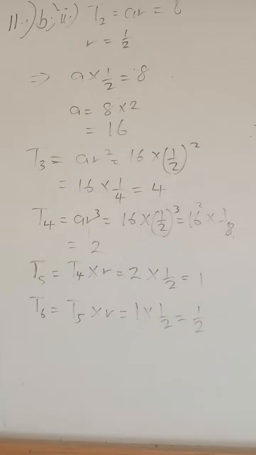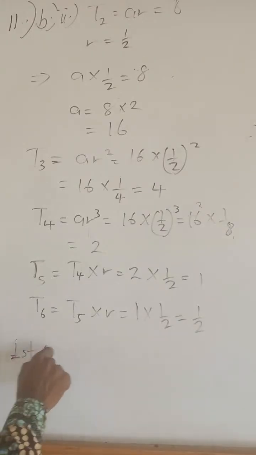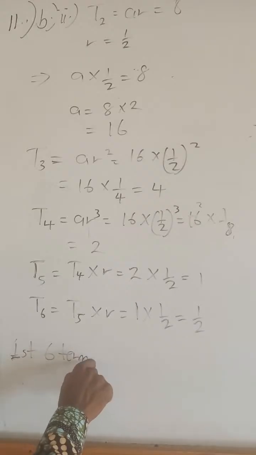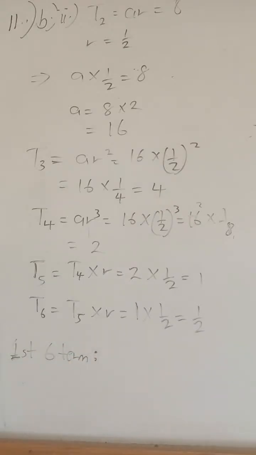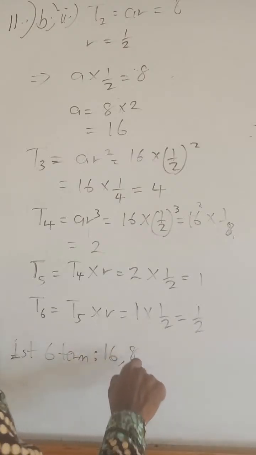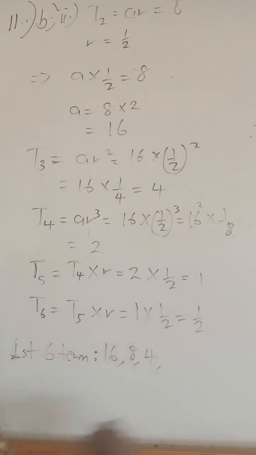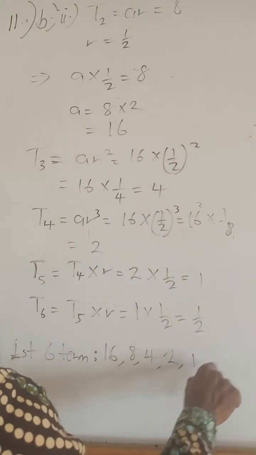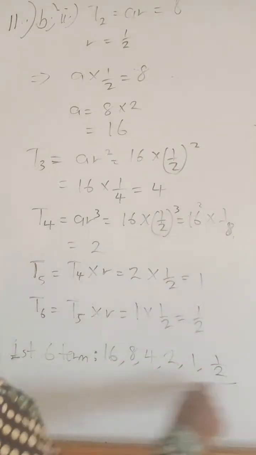Therefore, the first 6 terms are 16, 8, 4, 2, 1, and 1 over 2. There you go.